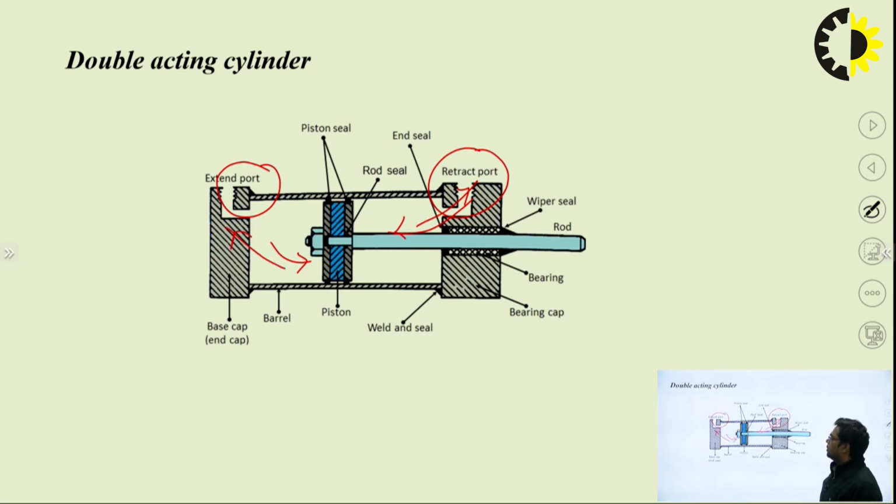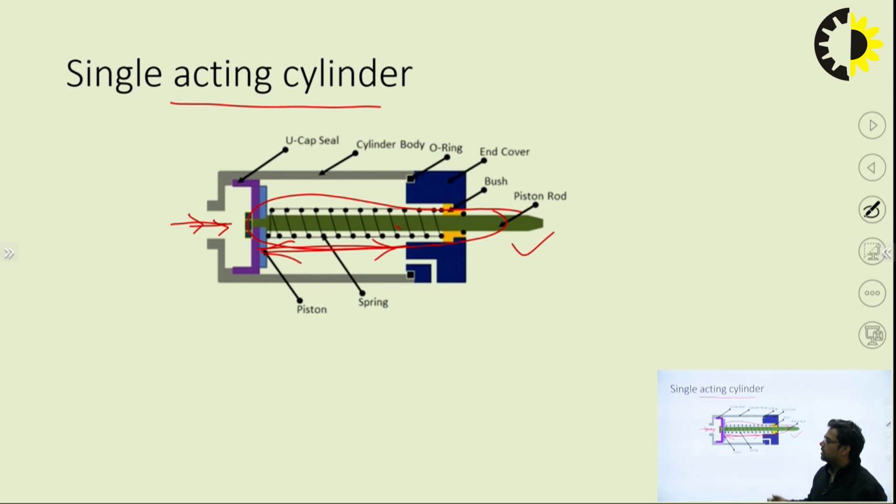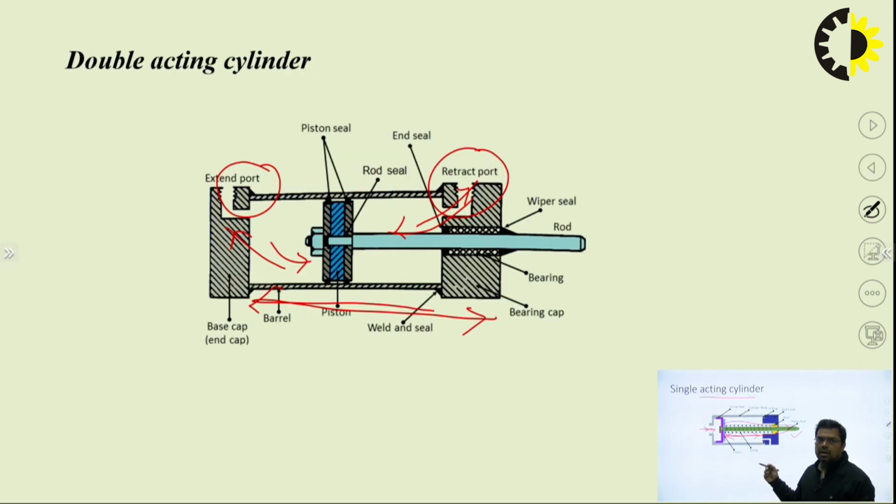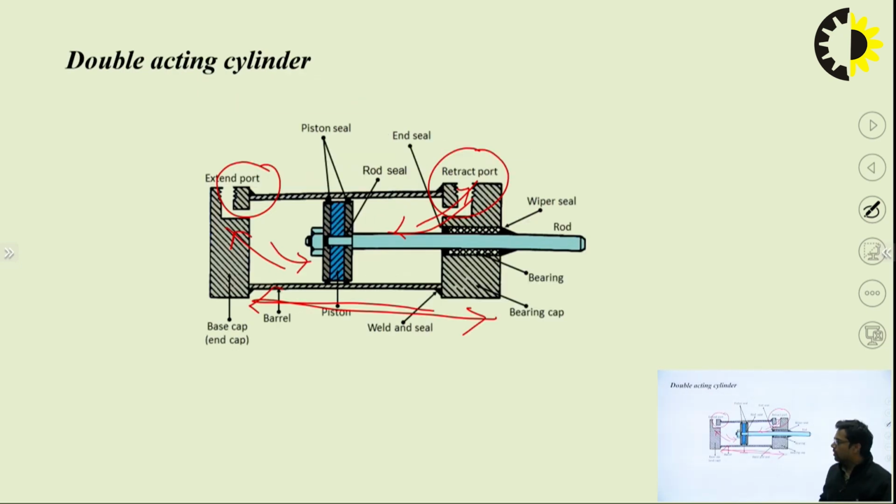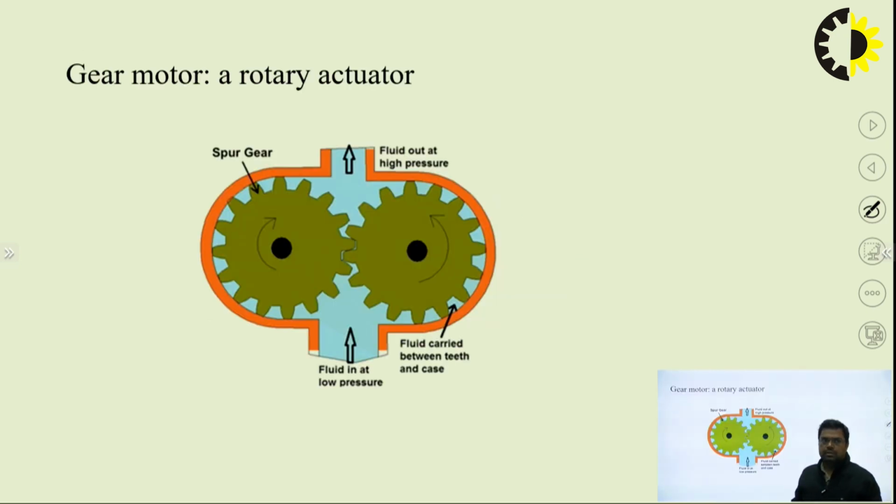So based upon the input and output, the actuation work will be performed, that is the movement, linear motions. Both the single acting cylinder which I have discussed here and the previous one are responsible for the requirement of linear motions. Another is rotary motions. The best application example of rotary motions is the gear motor.